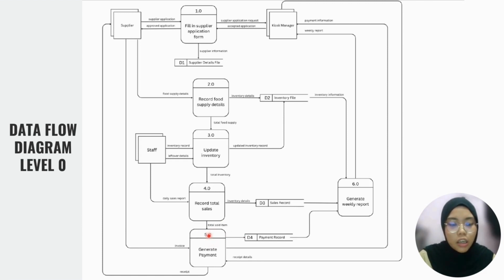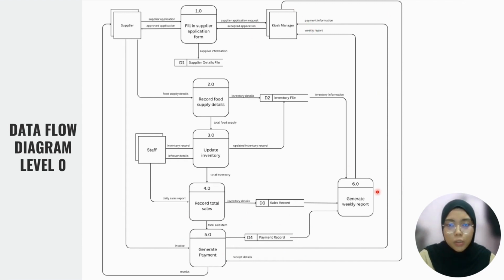In this process, it has 3 inputs and 3 outputs. The first input that it will receive is total sold item, which is from the previous process. The second input that it will receive is from the supplier, which is invoice. And the third input that it will receive is from the kiosk manager, which is receipt details. The output that will be produced from this process is receipt, which is for the supplier. The second output will be the fourth data store, which is payment record. And the third output will be payment information for the kiosk manager.